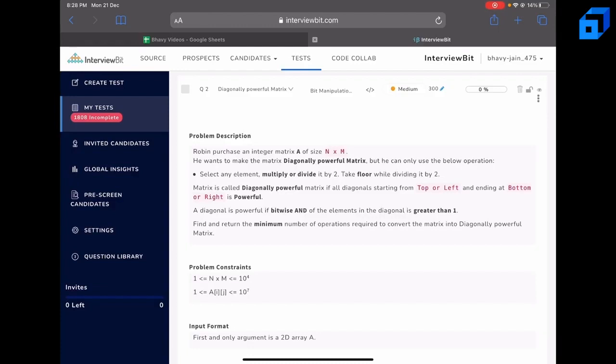A matrix is called a diagonally powerful matrix if all the diagonals starting from top or left and ending at bottom or right are powerful. A diagonal is powerful if the bitwise AND of the elements in the diagonal is greater than 1. Find and return the minimum number of operations required to convert the matrix into a diagonally powerful matrix. So n cross m is less than or equal to 10 power 4 and aij is less than or equal to 10 to the power 7.